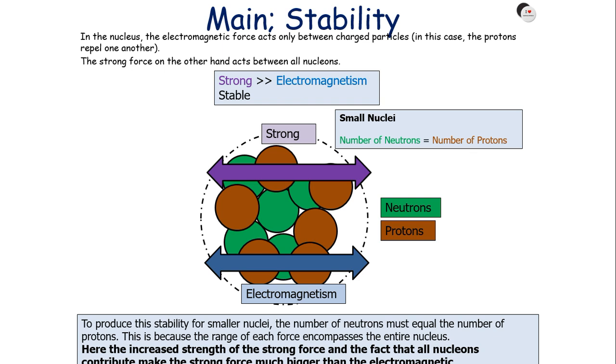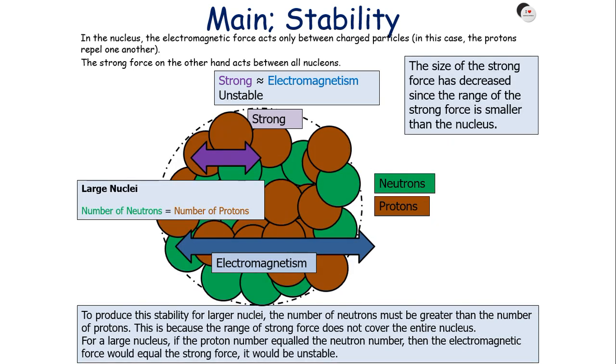Well, for small nuclei, you just have the number of protons equal the number of neutrons. Well, why is that? Well, number one, only protons experience electromagnetism because they have a charge. Neutrons don't, so they have no electromagnetic force. Secondly, neutrons and protons both experience the strong force because they're both made from quarks, so you've got double the number of particles that can experience the strong force compared to the electromagnetic force, so you've got a much larger strong force. And then in addition to that, the strong force is stronger anyway, which makes it even stronger as a force.